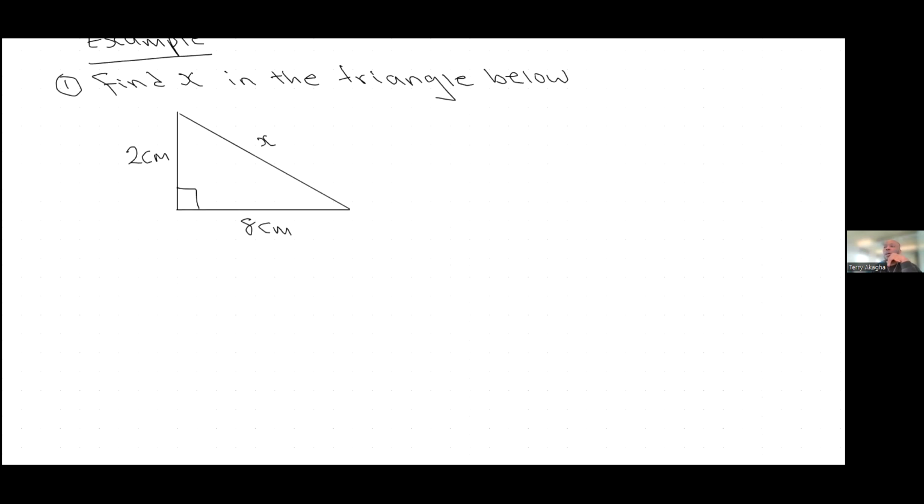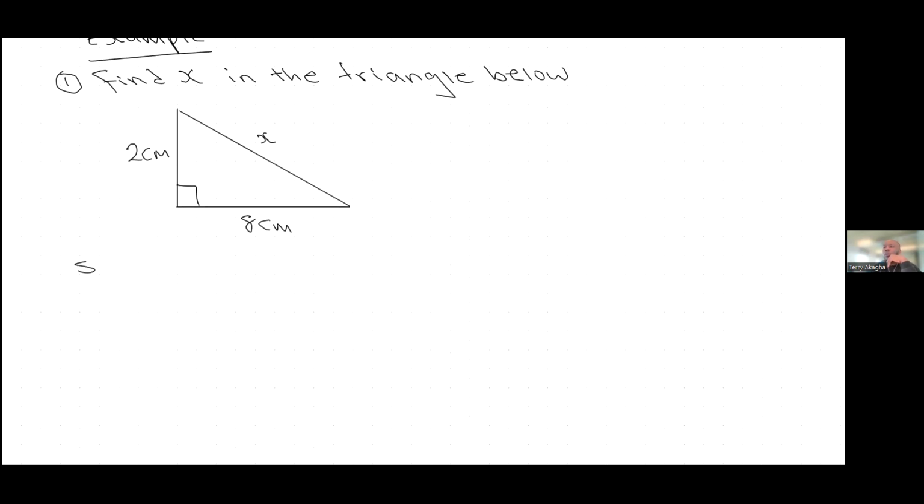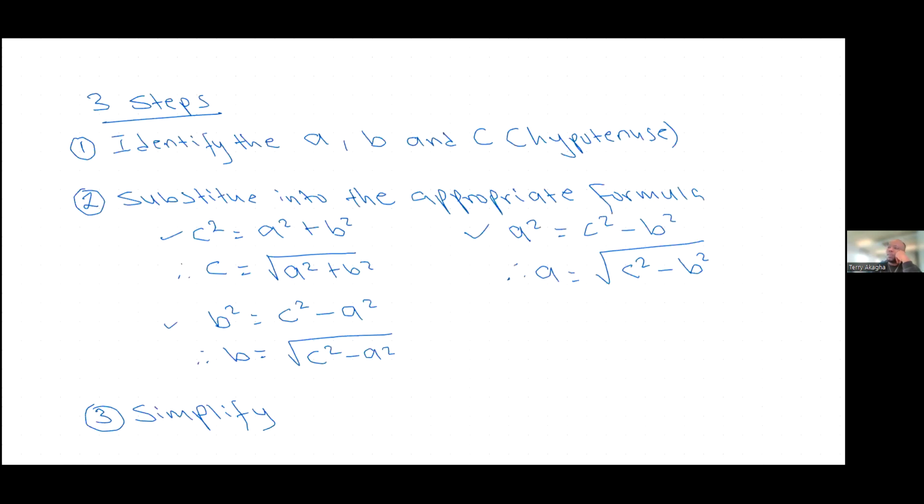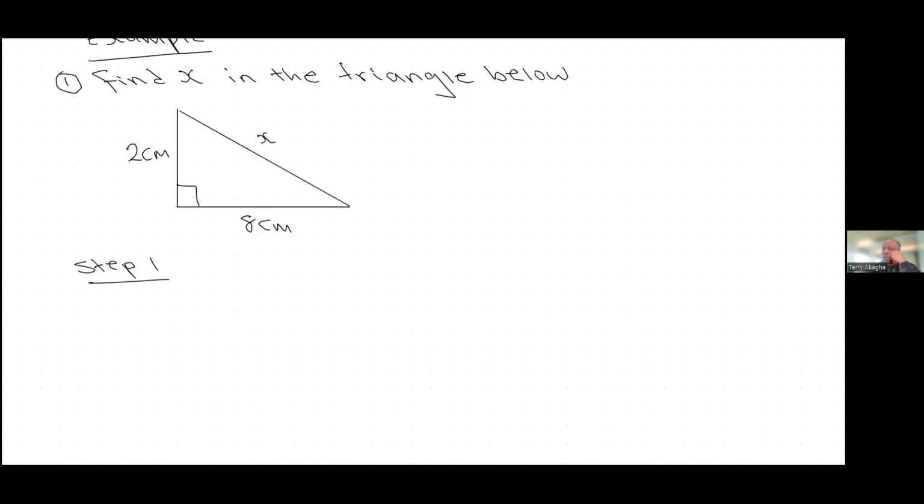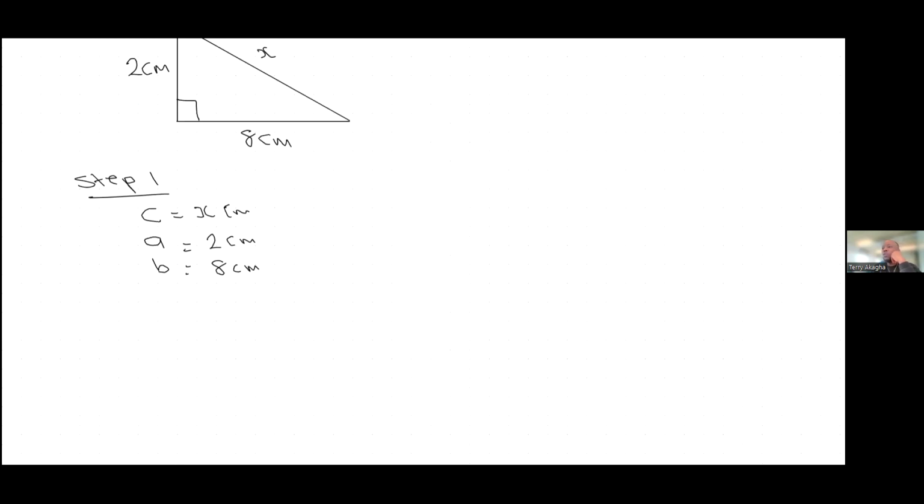So we have step 1. Step 1, we're told to identify A, B, and C. In this case, remember, I told you the most important thing to identify is the C, which is the hypotenuse. Then you can swap the other two for any of them, and that will be fine. So this will be 2, and this will be 8 centimeters. We're looking for the C value. So let's start with step 2.